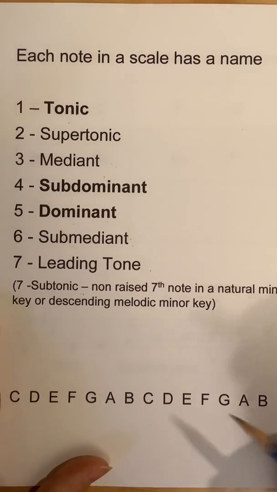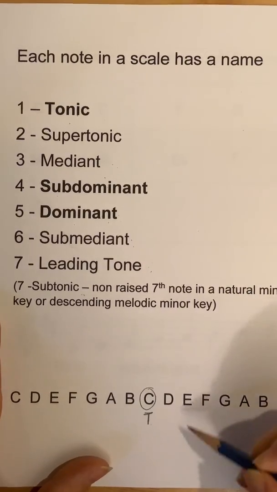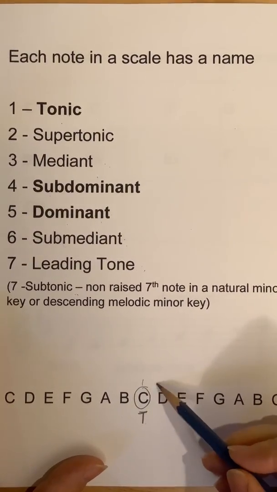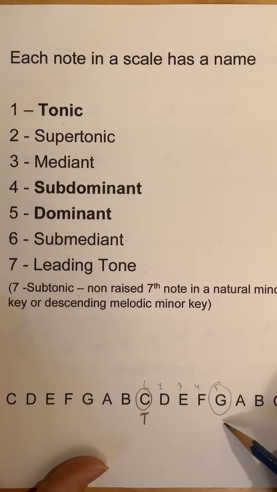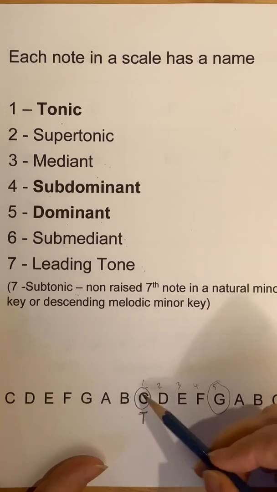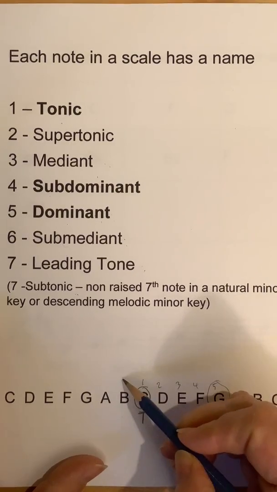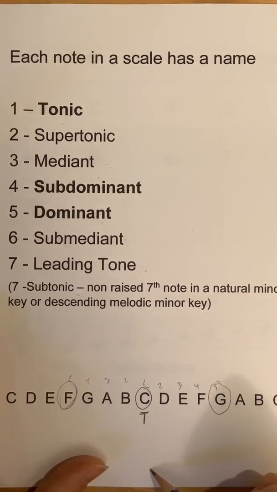But here I've got essentially the C major scale. Here's our tonic right here. Now if I count up, 1, 2, 3, 4, 5 to the fifth degree of the scale, we get to G. So that's a fifth above, the dominant above. Dominant meaning the fifth note. But if I count 1, 2, 3, 4, 5 going down, it's the F.